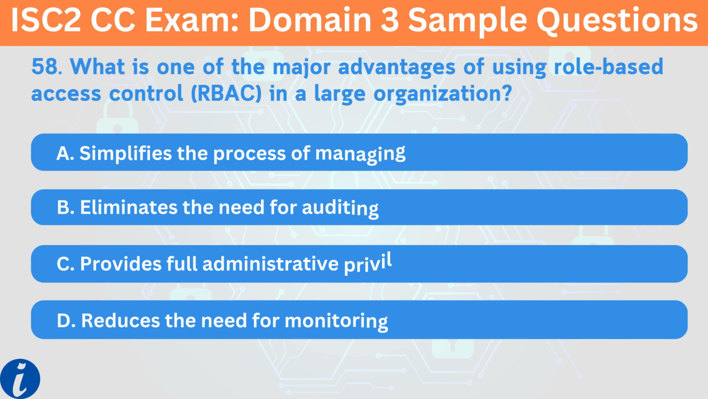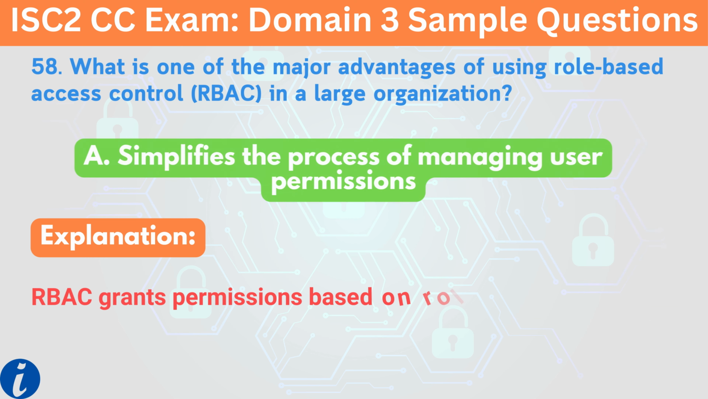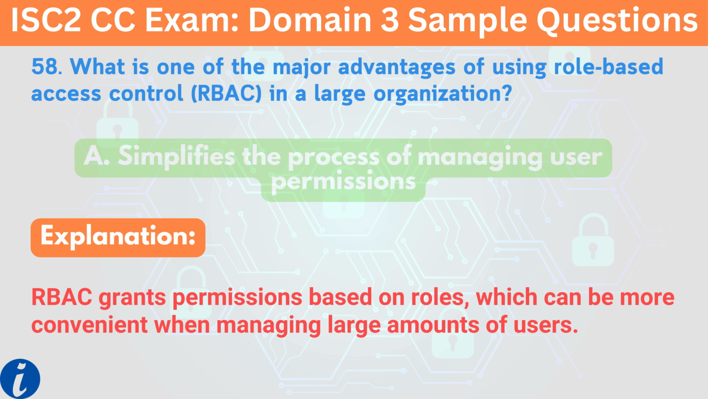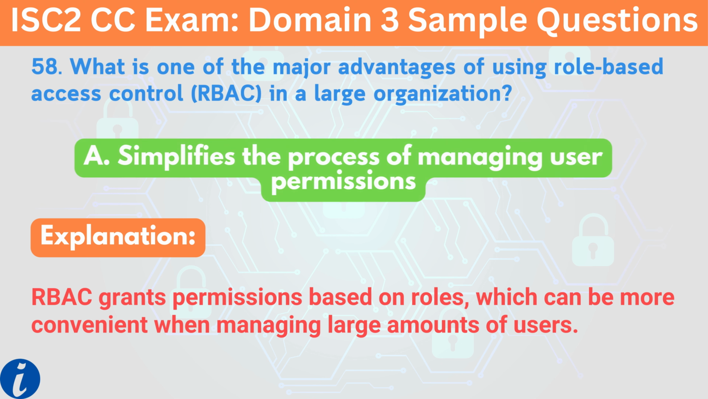58. What is one of the major advantages of using role-based access control (RBAC) in a large organization? A. Simplifies the process of managing user permissions. B. Eliminates the need for auditing. C. Provides full administrative privileges to all users. D. Reduces the need for monitoring. The correct answer is A. Simplifies the process of managing user permissions. Explanation: RBAC grants permissions based on roles, which can be more convenient when managing large amounts of users.